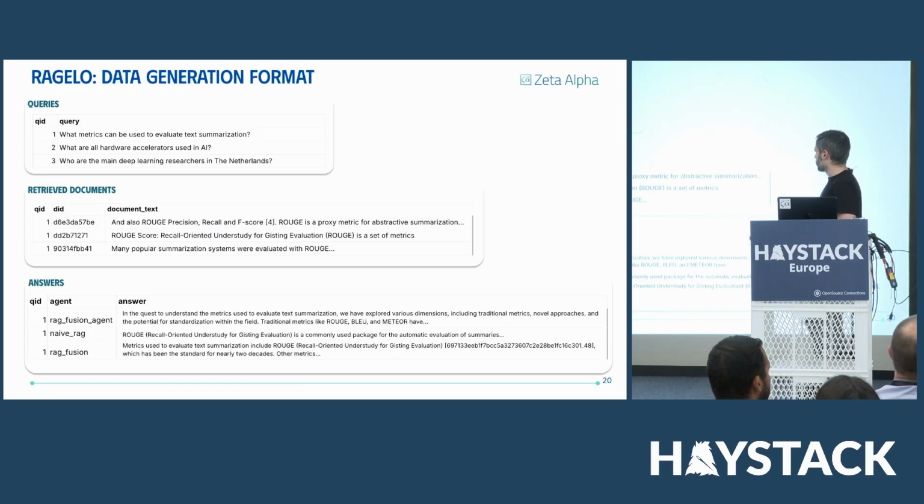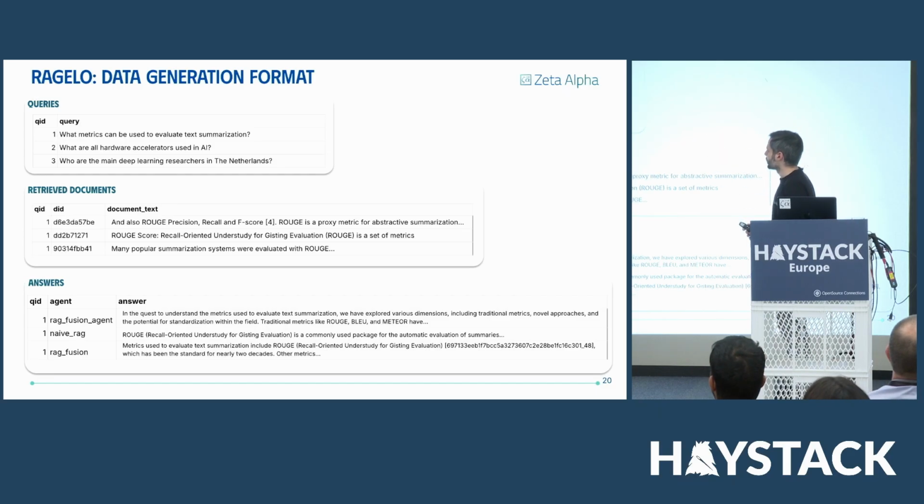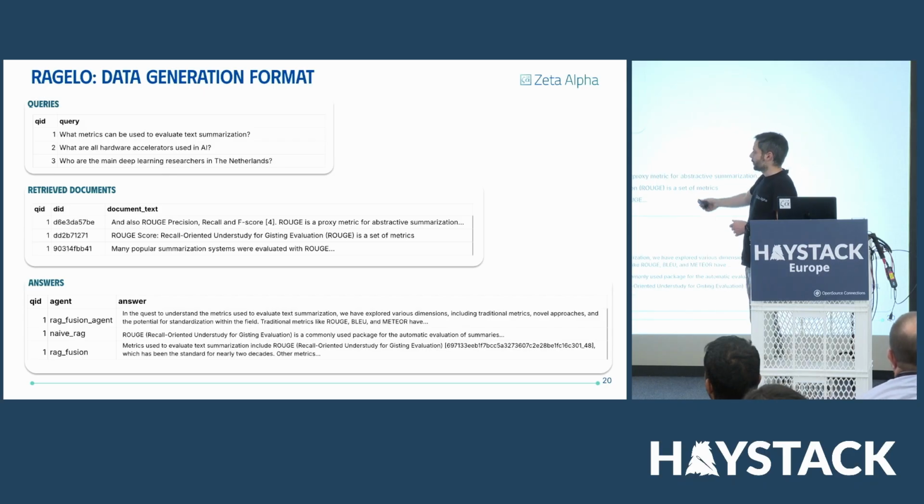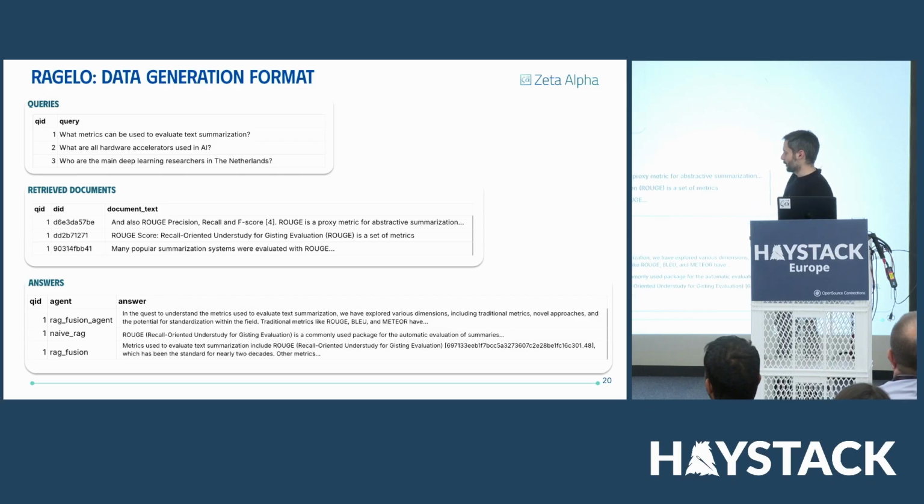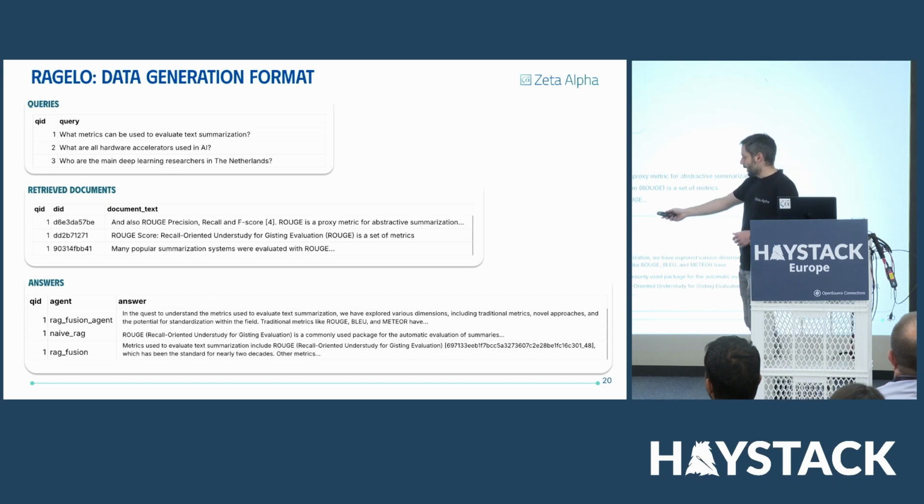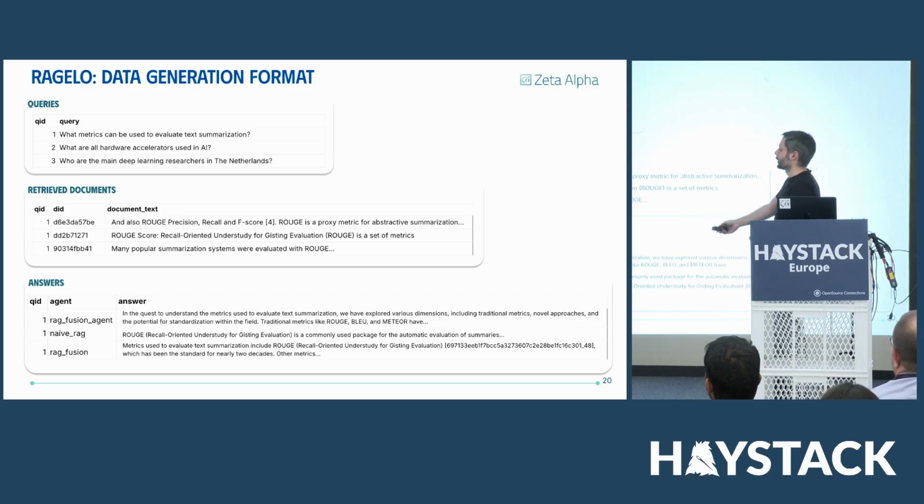So let me go into a bit more detail here. The data that you will feed to the system looks like this. You have a bunch of queries, right? In this case, about evaluating text summarization techniques, or what hardware accelerators are using AI. And then you get a bunch of retrieved documents, right? From each of your systems, you have a document that has a chunk here. We're talking about Roach. And then you also collect the answers. For each agent, you will have an answer, saying, okay, these are the techniques for text summarization. So this is your input data.